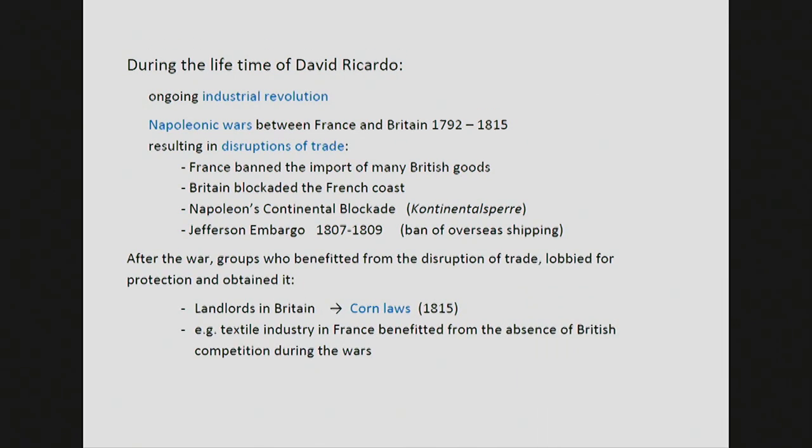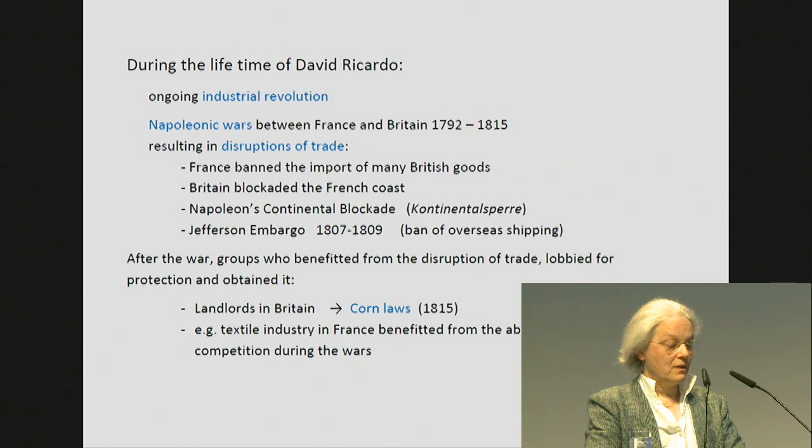So after the war, groups who had benefited from the disruption of trade lobbied for protectionism, and they obtained it. In England, the landlords had benefited from the disruption of trade, and corn prices were high, and they got protection, the corn laws that were introduced in 1815. And something similar had taken place in France as the textile industry was built up during the wars, and probably benefited from the absence of British competition during the war when trade was disrupted, and also the French textile industry got the protection it demanded.